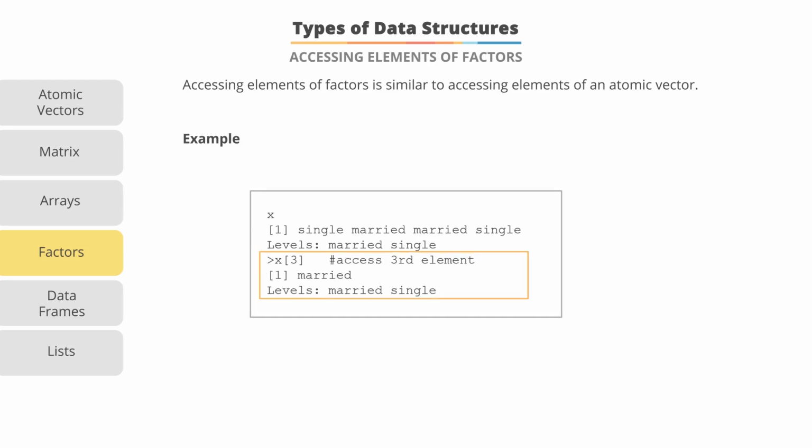If we wanted to access the third element, we're using the square brackets again, and we're telling it, let's go into this factor, essentially a vector, and say, okay, from this vector X, let's pull the third element. The third element is married.